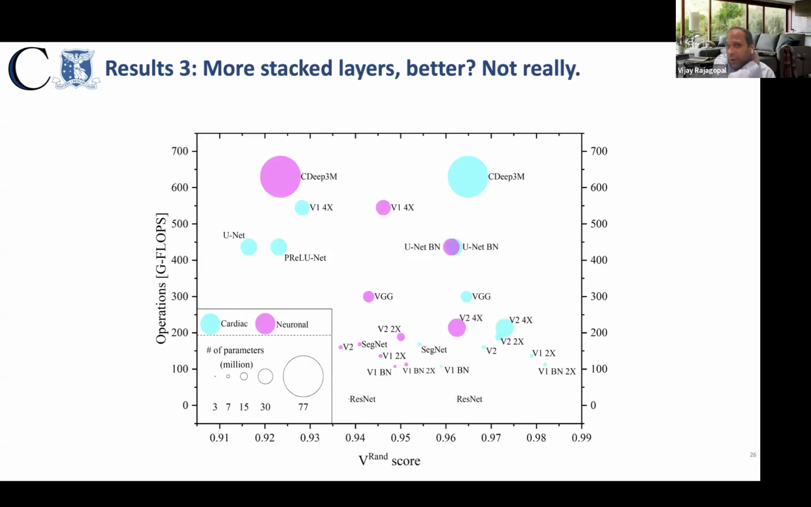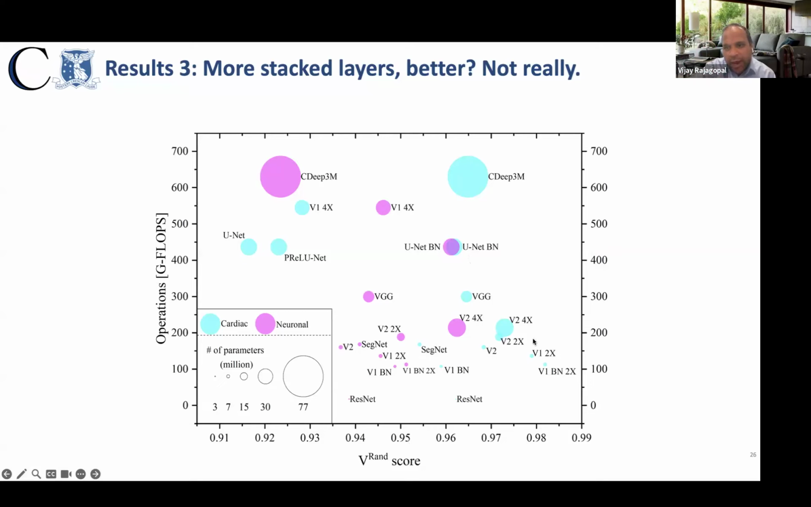We then asked, well, what about the size of the layers, the size of the model? How does that affect the performance? Here again, blue, or cyan, is cardiac, and pink is neuronal segmentations, and the diameter of the circles represents the number of parameters. And you can see, if you look at CD3M, it's all the way over to the right here and at the top. So the number of operations increases in these models, but the performance is comparable.